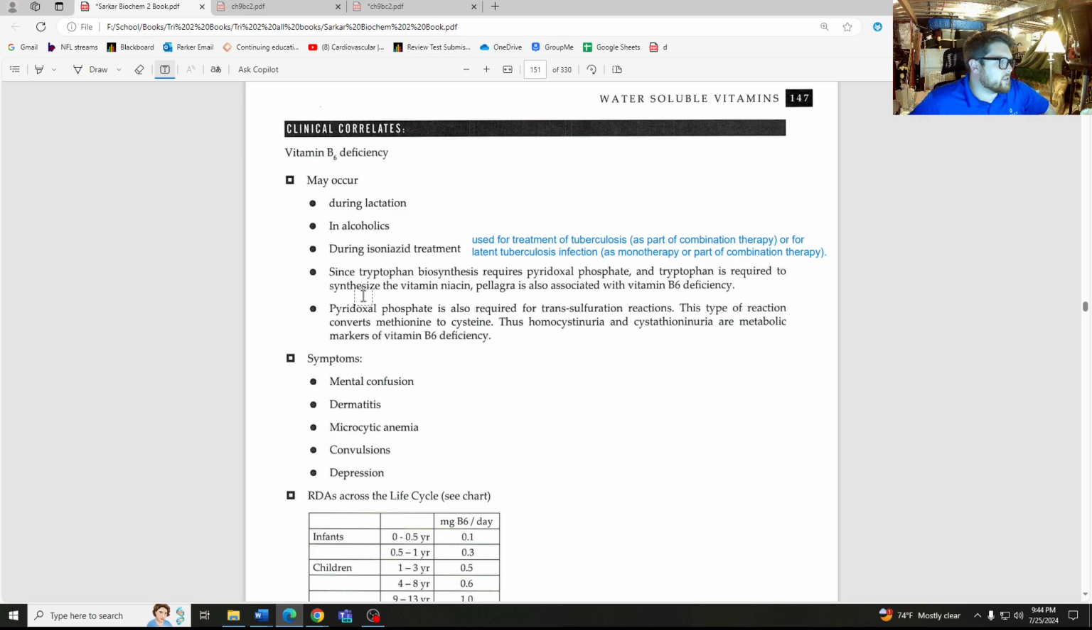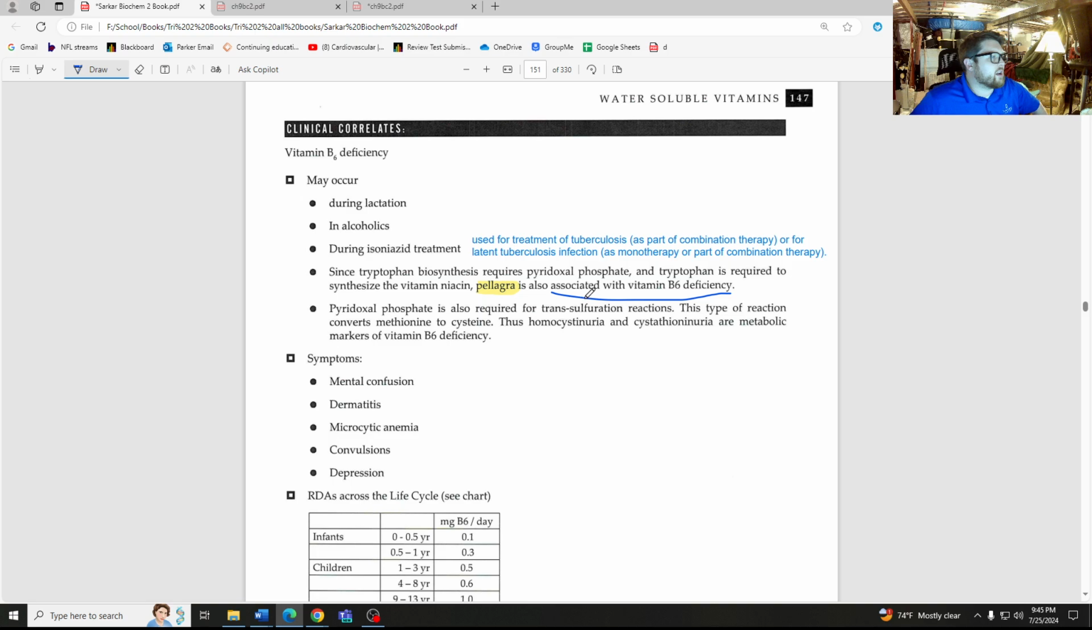Anyways, tryptophan biosynthesis requires this. Tryptophan is required to synthesize vitamin niacin. Pellagra is also associated with vitamin B6 deficiency. While it isn't a true vitamin B6 deficiency, it's more of that niacin deficiency, so that vitamin B3 deficiency. It can be associated, that's the keyword, associated with vitamin B6.